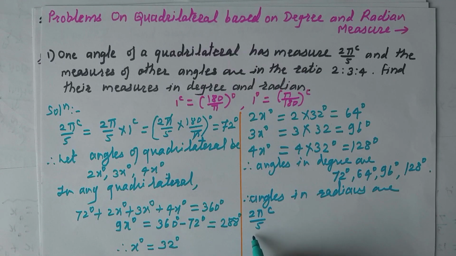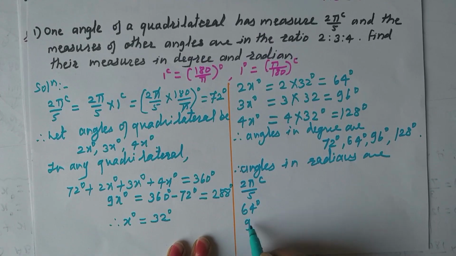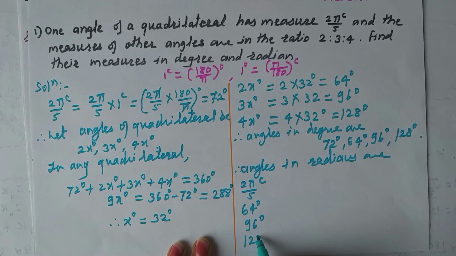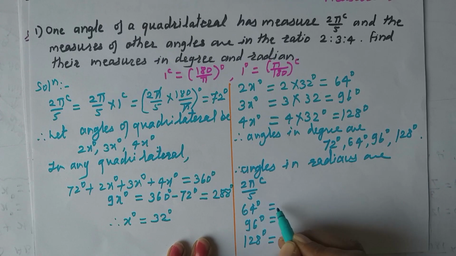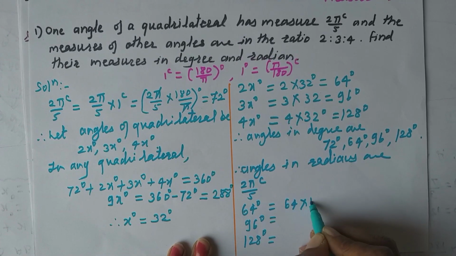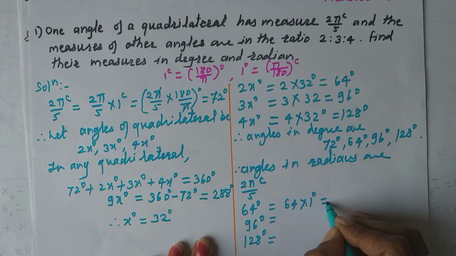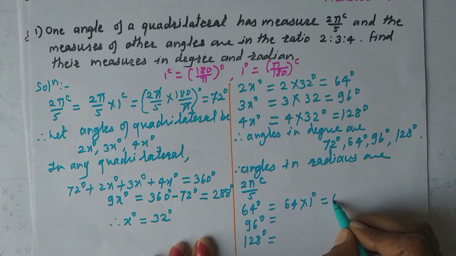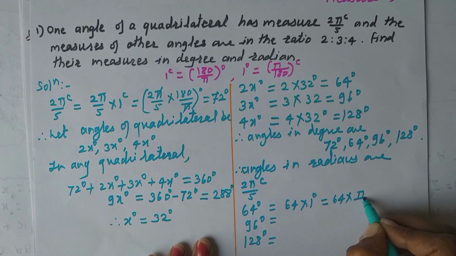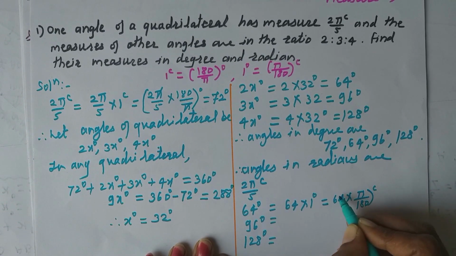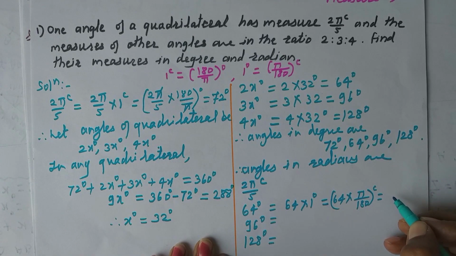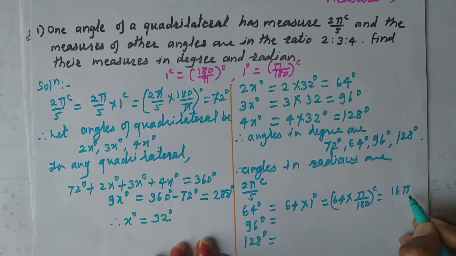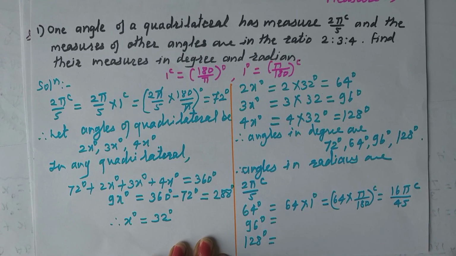Now we have to convert this 64 degree, this 96 degree and 128 degree into radians. And I know that 64 degree can be written as 64 times 1 degree, and the value of 1 degree is pi by 180 radians. Therefore, you multiply this 64 by pi by 180, then the angle will get converted into radians. Simplify this. After simplification, this is nothing but 16 pi divided by 45 radians.